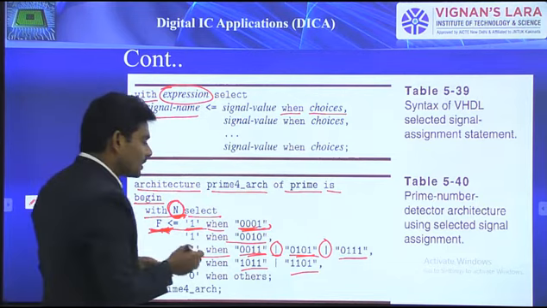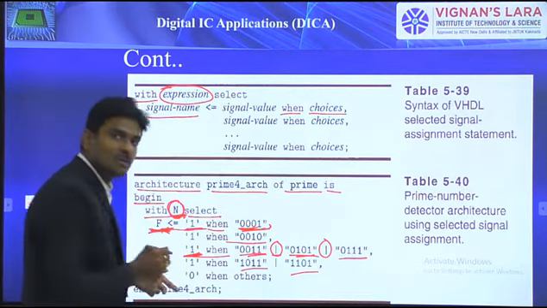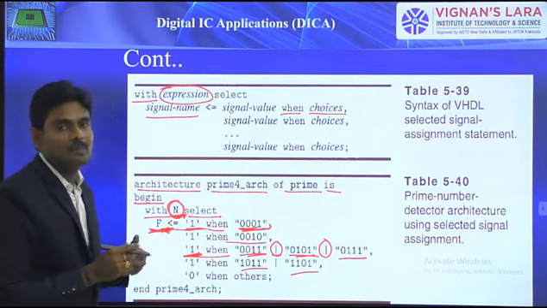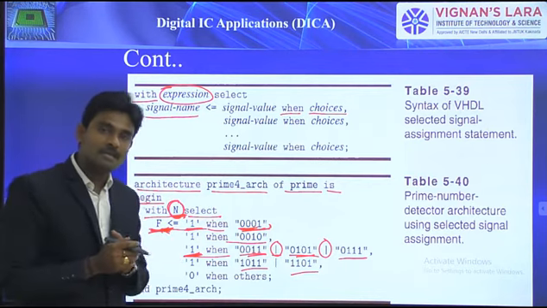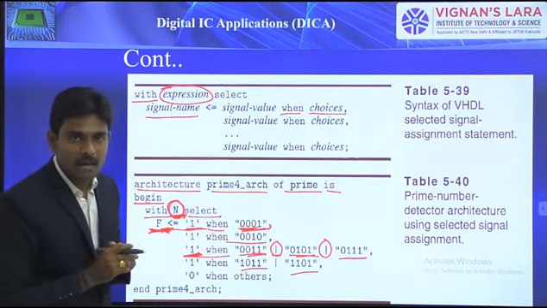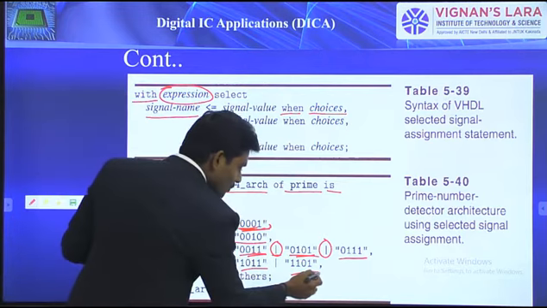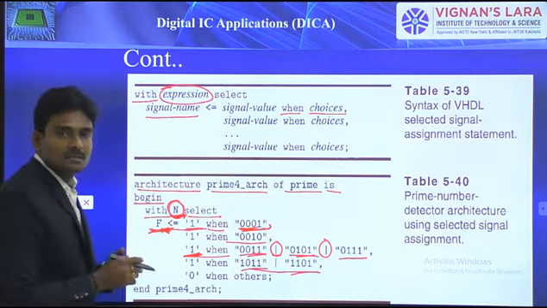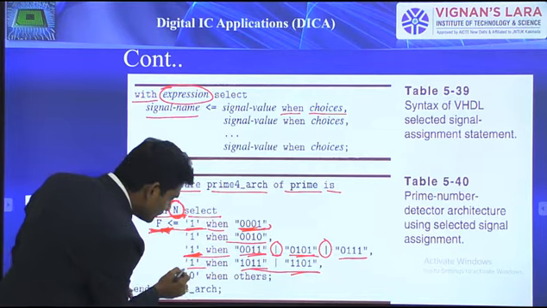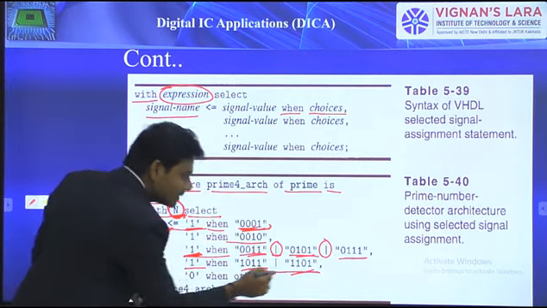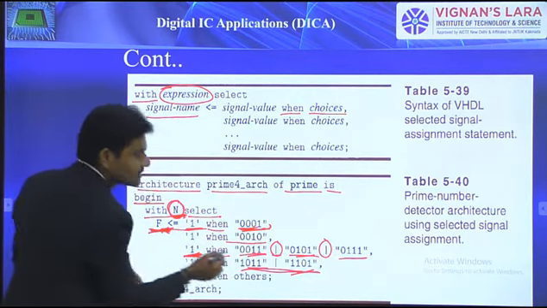Because of that, multiple choices you can mention in a single statement by separating them with the OR symbol, which is the vertical bar. And next to that, 2 more choices we didn't cover, those are 11 and 13. So those 2 will be mentioned in this particular step.